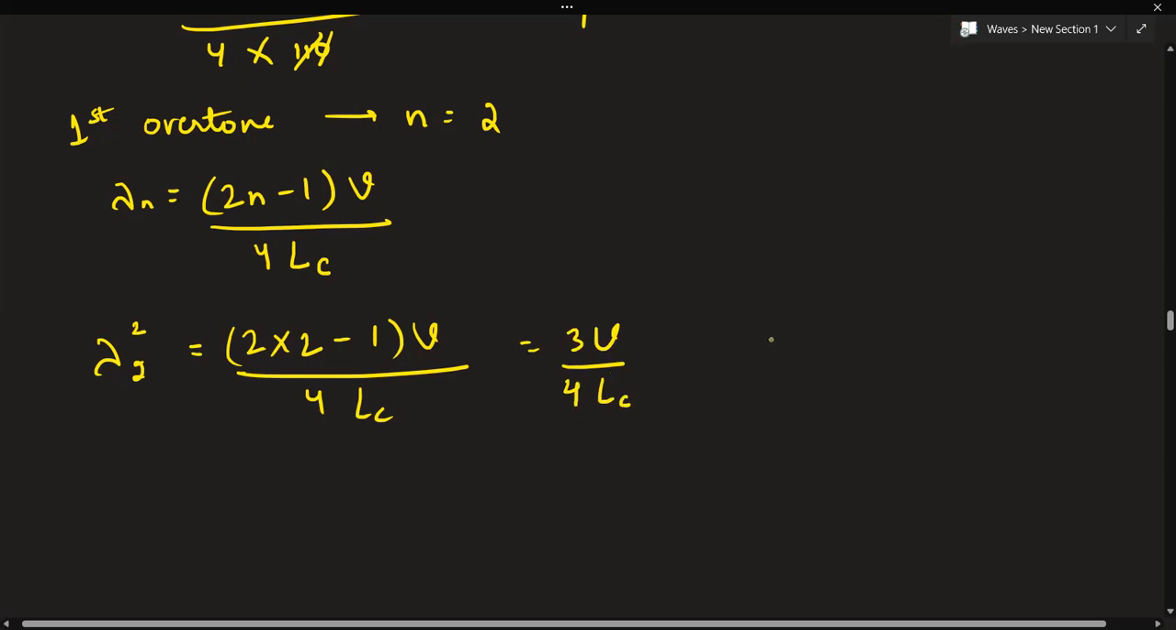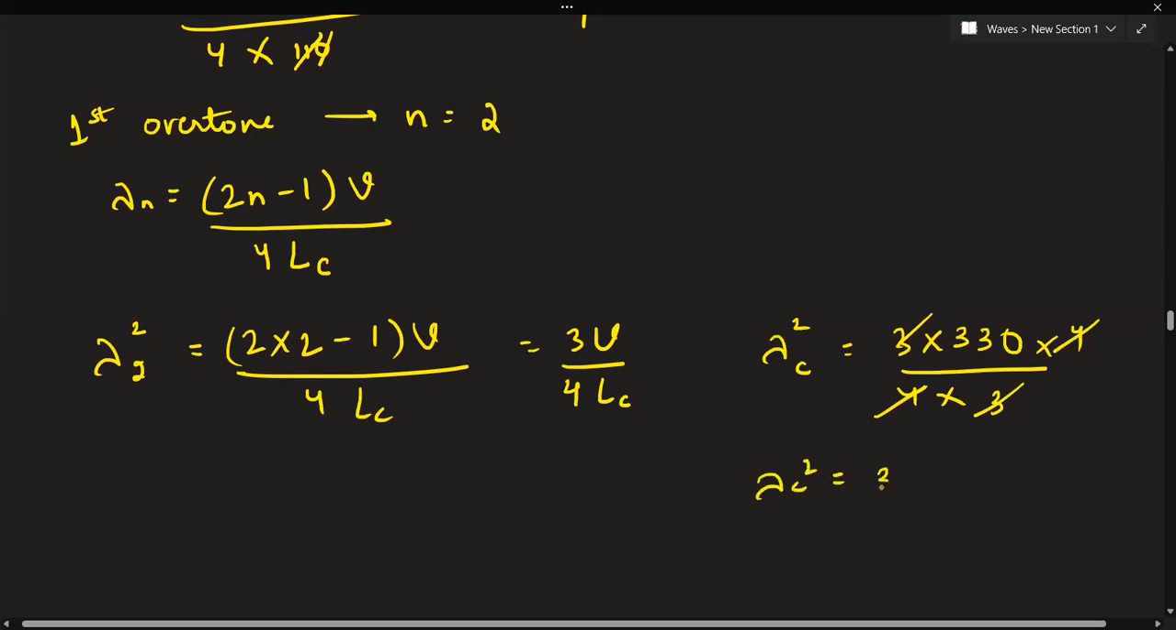So now, for the calculation of the frequency of the second part, the first overtone, 3 into 330 divided by 4 into the length of the closed pipe, which is 3 divided by 4. So the 4 gets cancelled. The frequency of the closed organ pipe for the first overtone is 330 hertz. The frequency is clear?